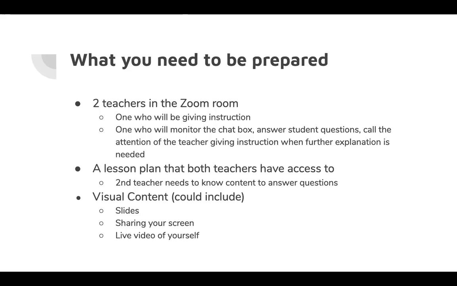We're relying on our second teacher to reach out to us and let us know when we need to pivot in our game plan. You also want a lesson plan that both teachers have access to. That second teacher is fairly involved in this. They need to know the content to answer questions, and they need to have a lesson plan, even if it's just a rough outline, to know where you are in the class. Because if it's taken you 15 minutes to explain something that you had down for about 5 minutes, they're going to want to give you a heads up. Finally, that visual content. Again, this can include slides, it can include sharing what is on your screen, or it can be a live video of yourself.